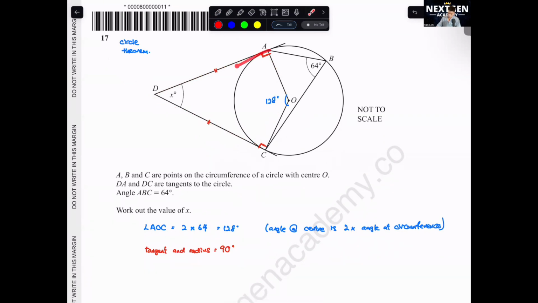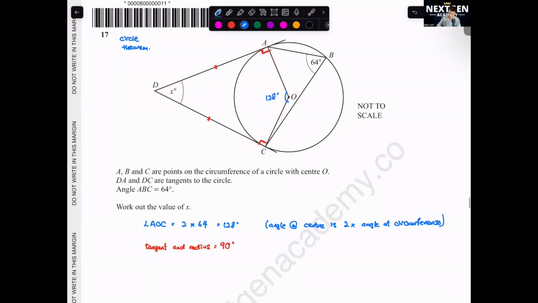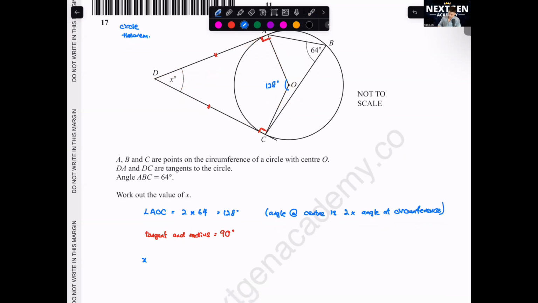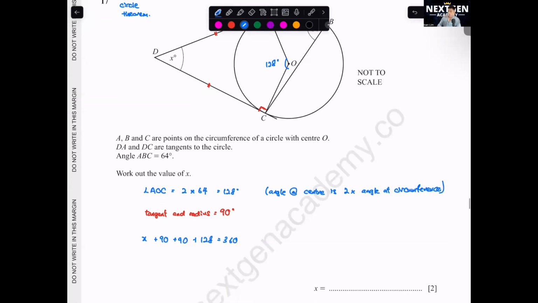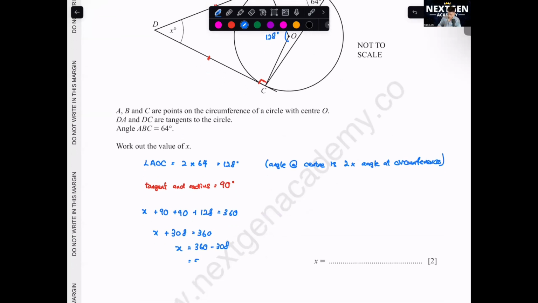So look at this whole thing. This is a quadrilateral, so all four angles add up to 360. So here x plus 90 plus 90 plus 128 is equal to 360. Let's calculate this. X plus 308 equals 360. X equals 360 minus 308, which is equal to 52 degrees. So X is equal to 52.